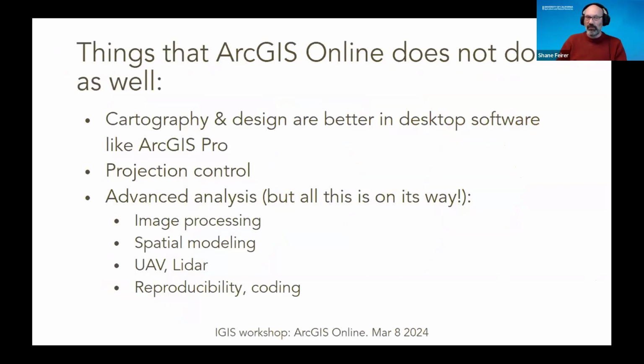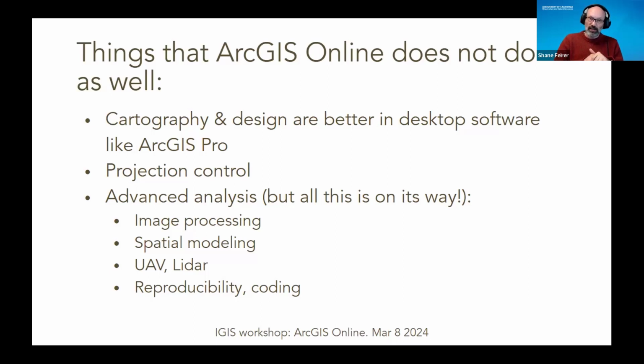So I've been saying how really powerful and how nice ArcGIS Online is and how much it can do and what you can do with it. But there are some things that it does not do well. Principal among them is cartography and design are better in the desktop software. I'll tell you, if I want to make a really pretty map, I don't do that in ArcGIS Online. I do that in ArcGIS Pro, where I have really fine control of every piece of the software. So I can get it to look exactly how I want.